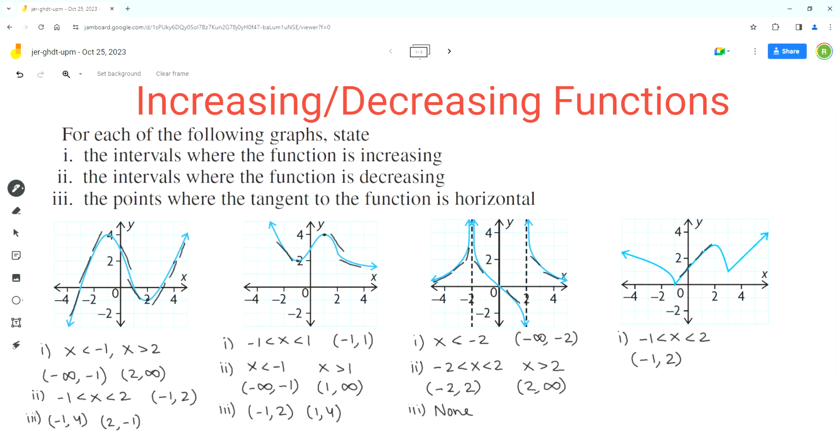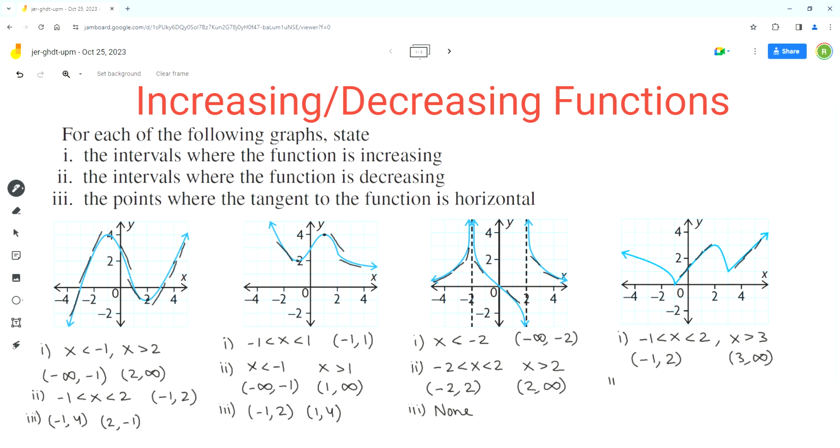Now the other interval in which this function is increasing is to the right side of 3, because to the right side any tangent that we draw to this function will have a positive slope. So the other interval is x is greater than 3. And in the interval notation, it is 3 to positive infinity.